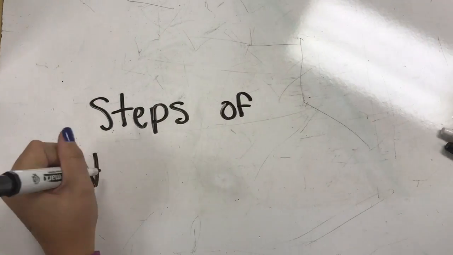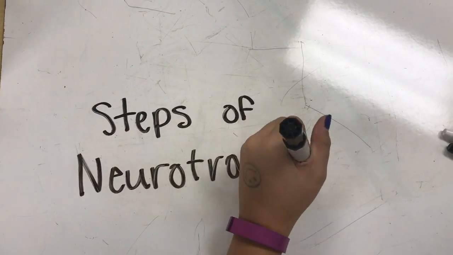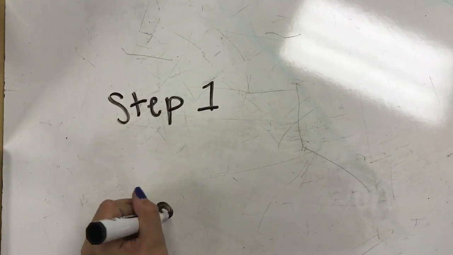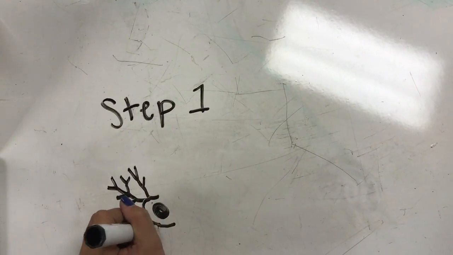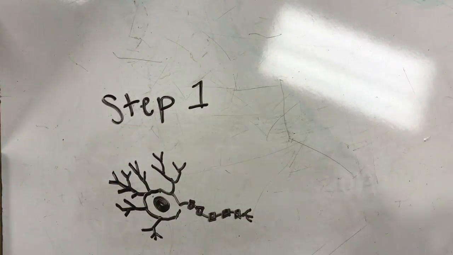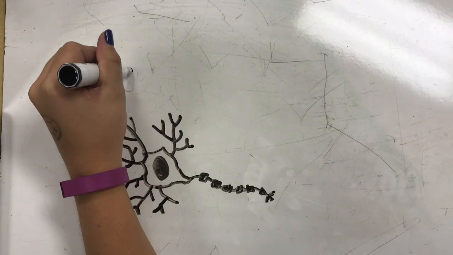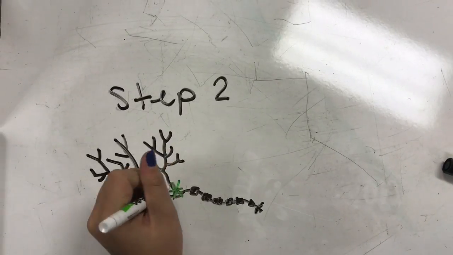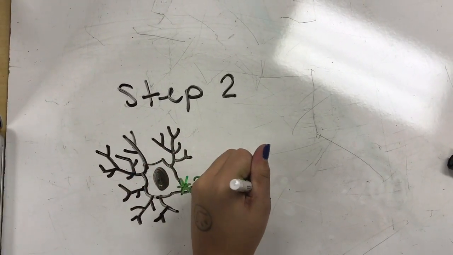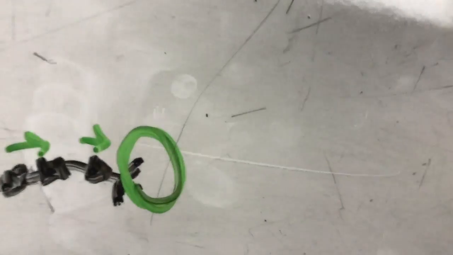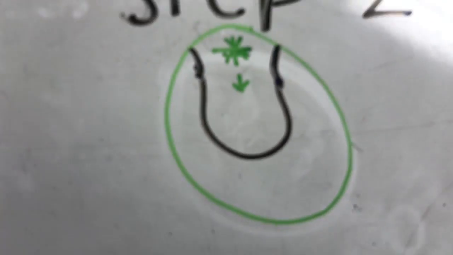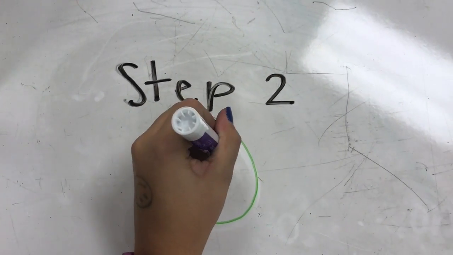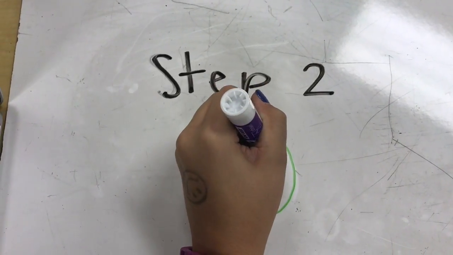First, we are going to talk about the steps of neurotransmission. In step 1, the neuron is at rest. In step 2, the action potential travels down the axon, which is covered with myelin sheath, towards the presynaptic neuron. Once it hits the end of the axon, calcium gates open, allowing calcium to enter the cell.